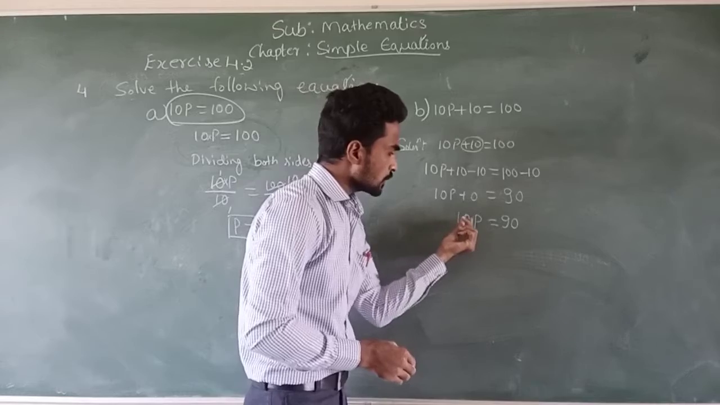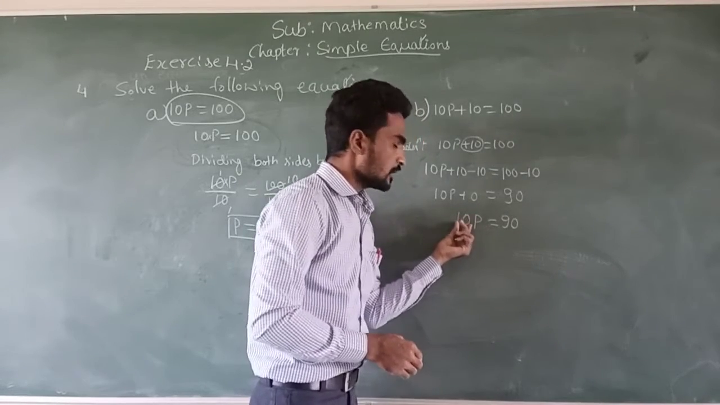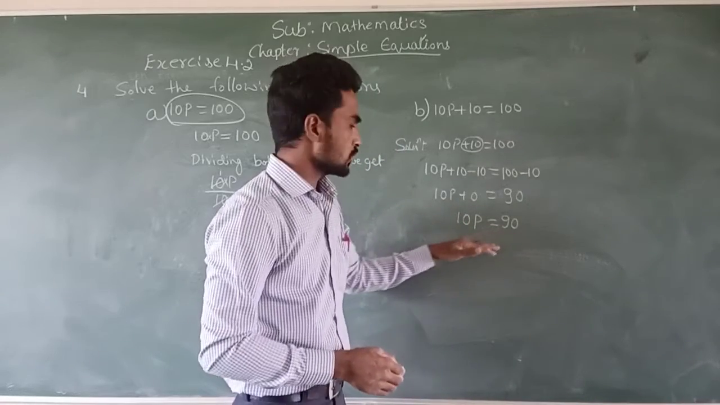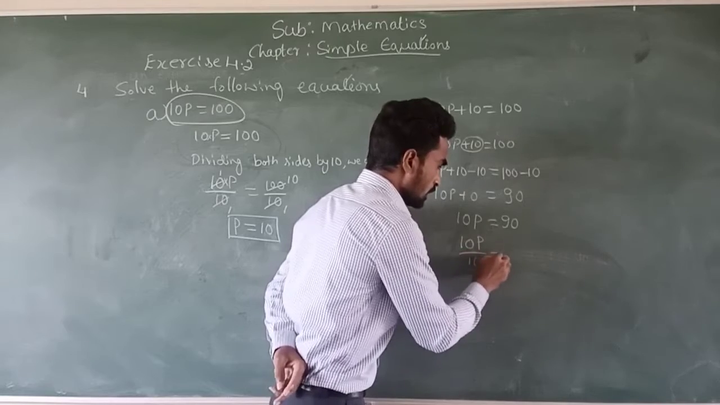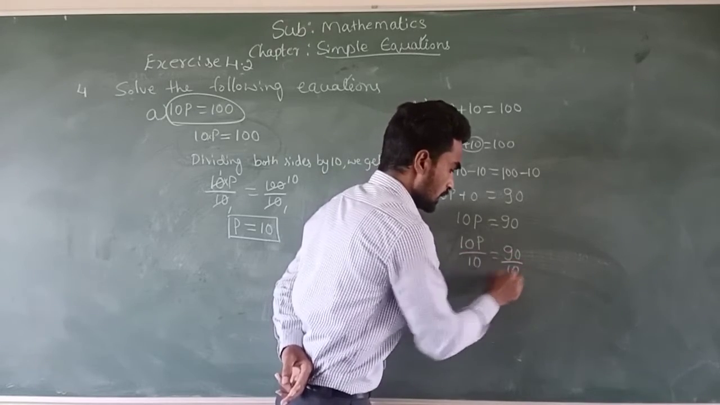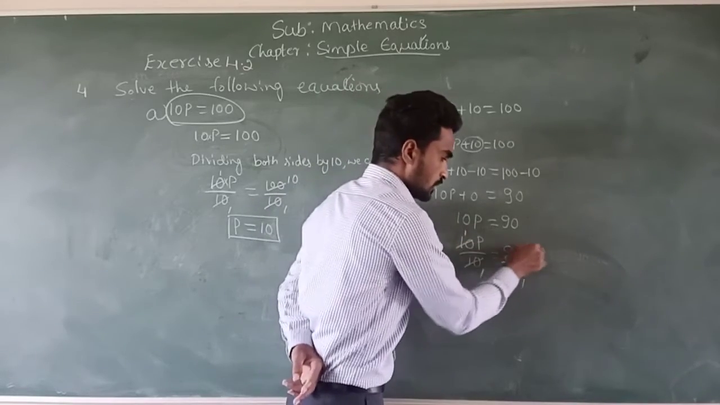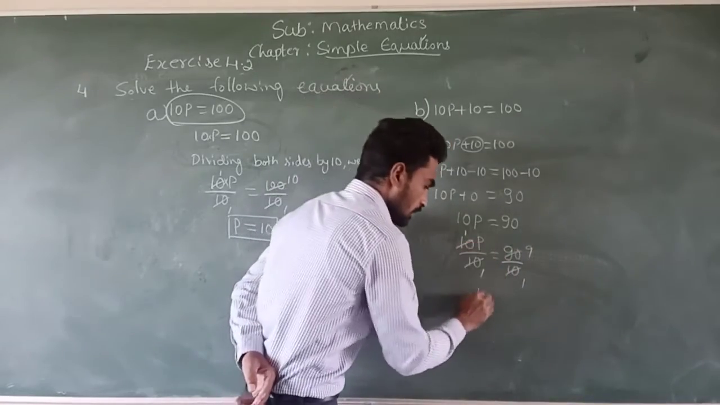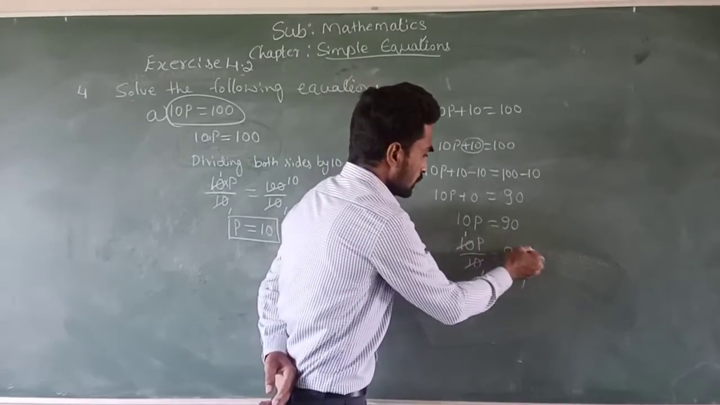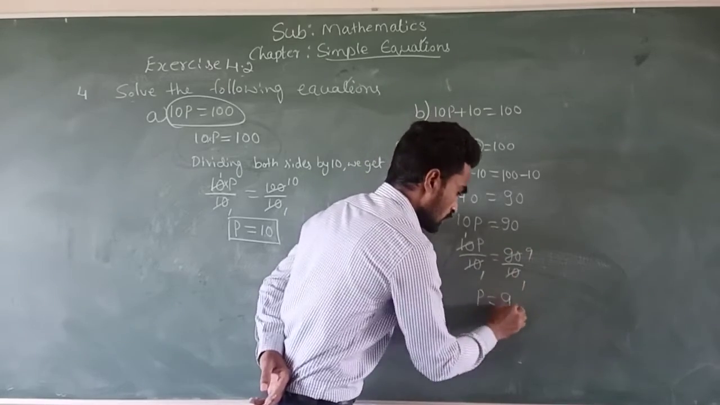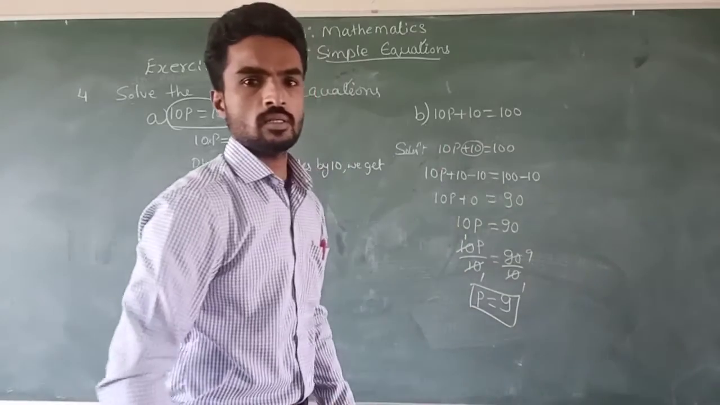Now this 10 is multiplied to the variable p. For cancelling this 10, we can divide both sides by 10. 10p divided by 10 is equal to 90 divided by 10. These 10 ones are 10, 10 nines are 90. Then p into 1, again we get p. Then 1 into 9 is equal to 9. p is equal to 9 is the solution of the given equation.